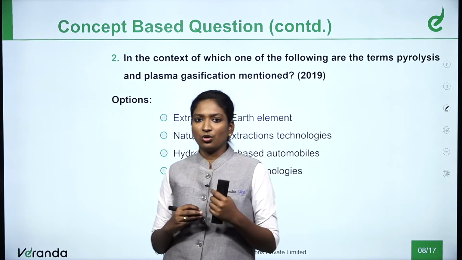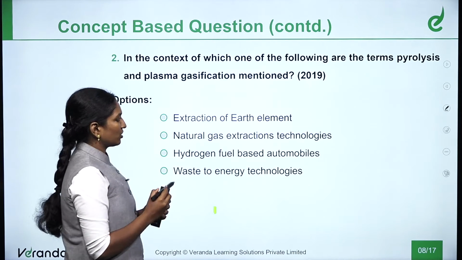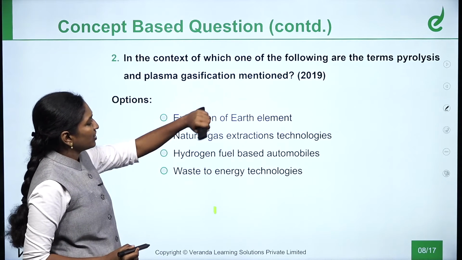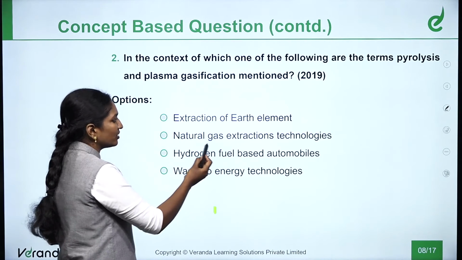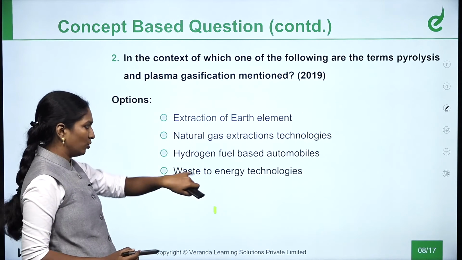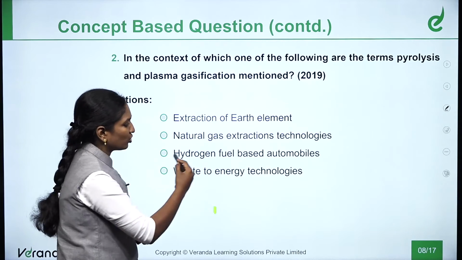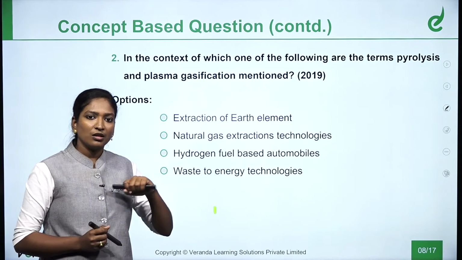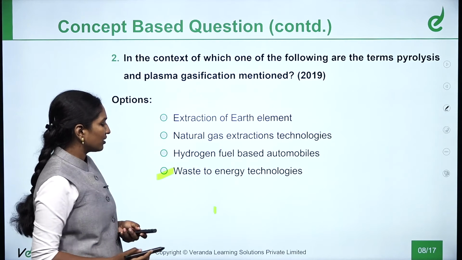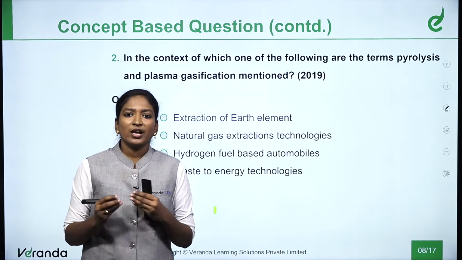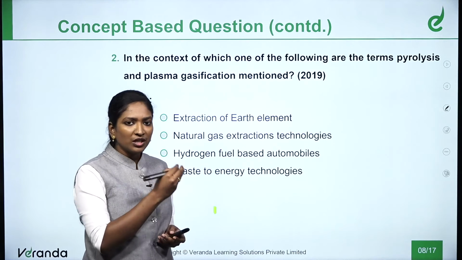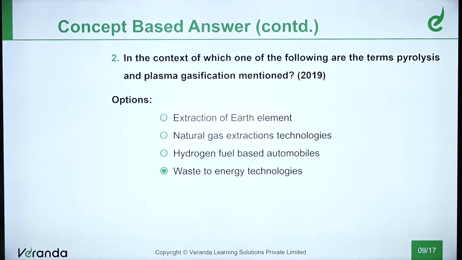Now let's get into the options. Based on the concept, does the extraction of earth elements come under this gasification method? No. Does natural gas extraction technology come under this method? No. Do hydrogen fuel based automobiles come under this method? No. The only thing that comes under here is waste to energy, and the waste to energy technology comes under this process. This is how you need to eliminate the answers, and this is how we need to answer the question.